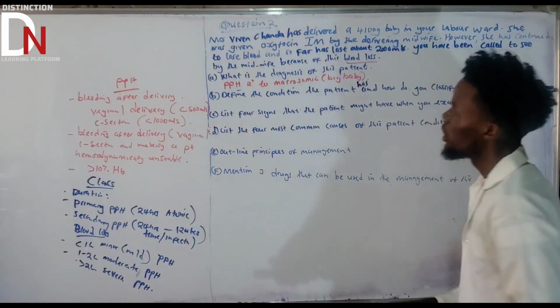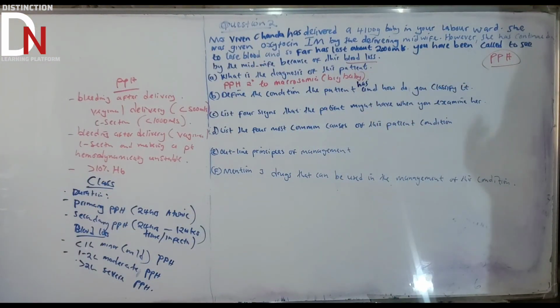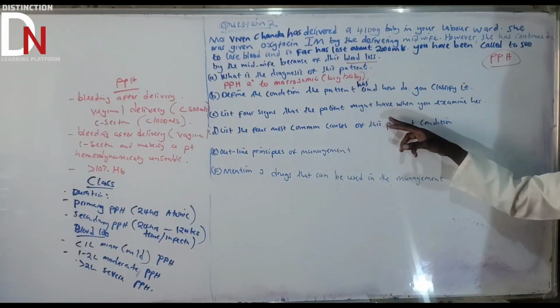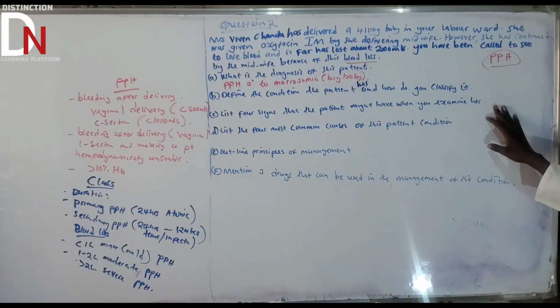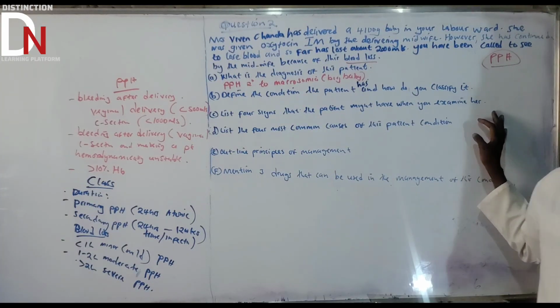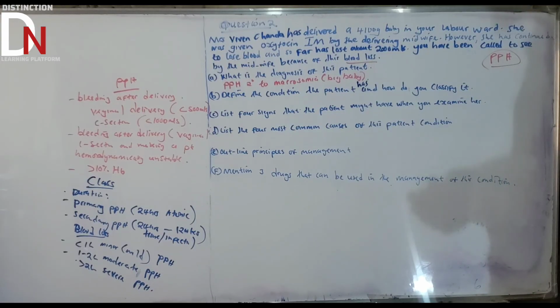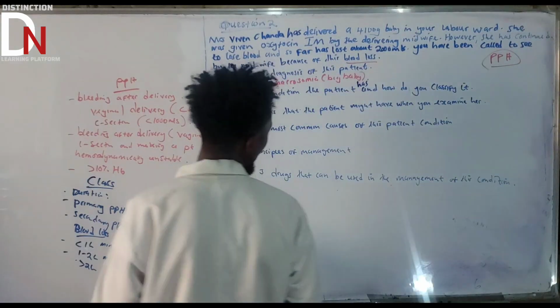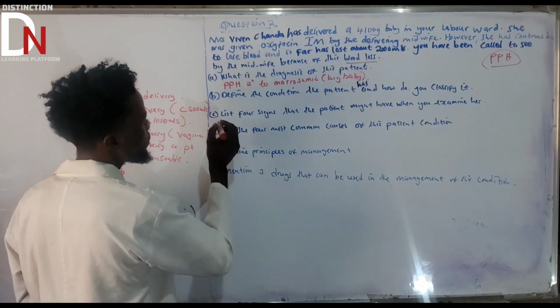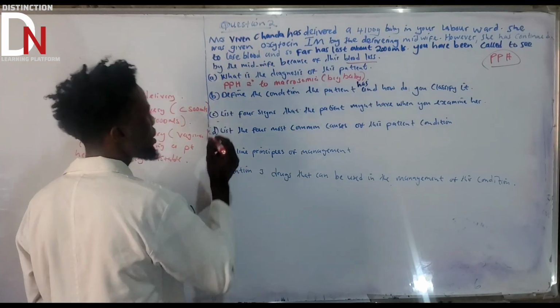So this is the second answer. Now we go to question C. List 4 signs that the patient might have when you examine her. What are those signs that you can see? Basically, this patient is losing blood. After examination, you can observe several things. So here we're saying the signs that you can see.